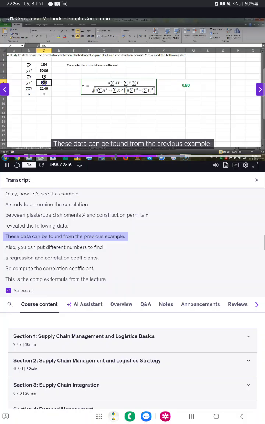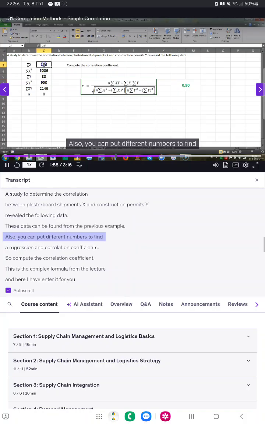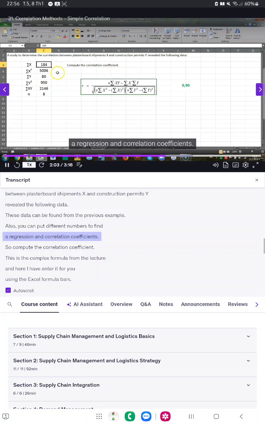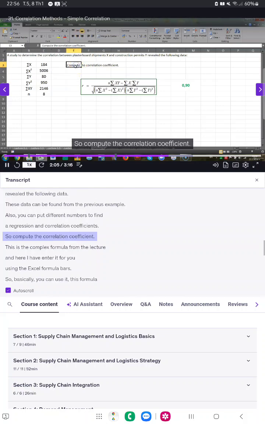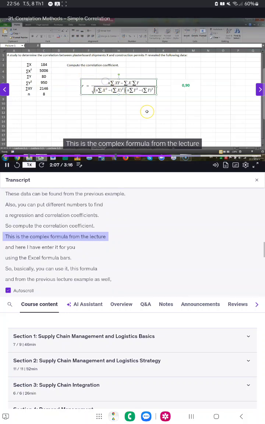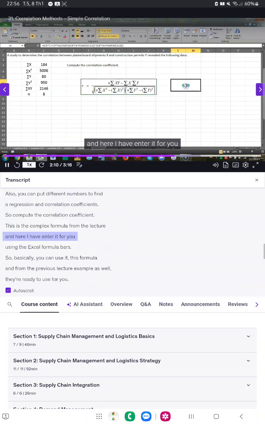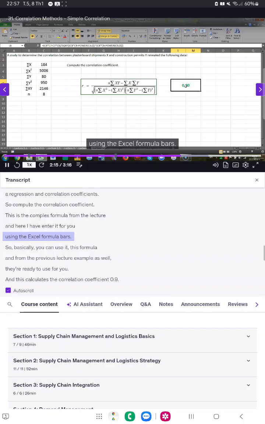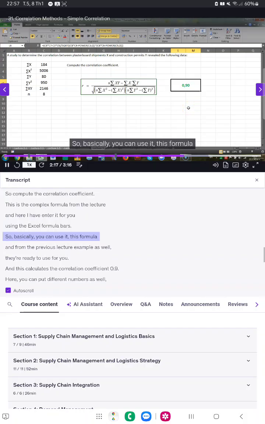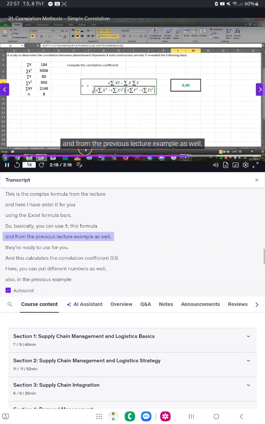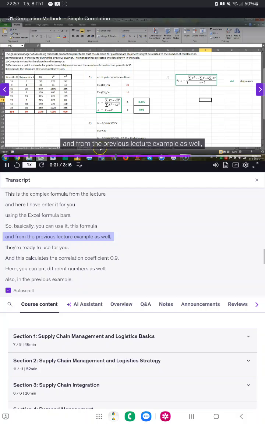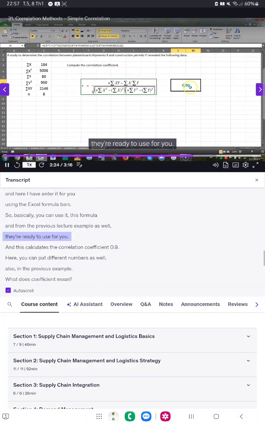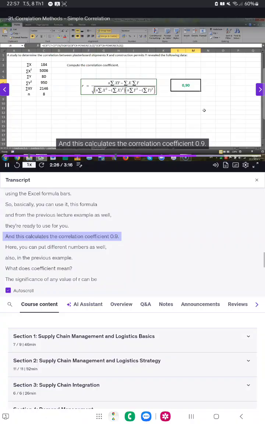This data can be found from the previous example. Also, you can put different numbers to find a regression and correlation coefficients. So compute the correlation coefficient. This is the complex formula from the lecture, and here I have entered it for you using the Excel formula bars. So basically you can use this formula, and from the previous lecture example as well. They are ready to use for you, and this calculates the correlation coefficient 0.9.